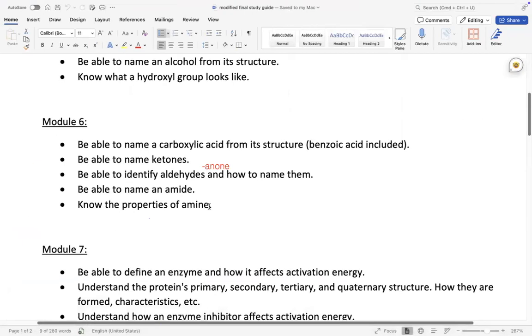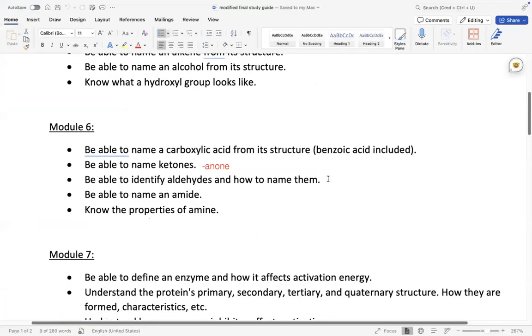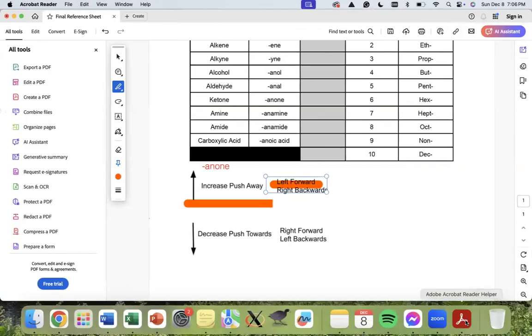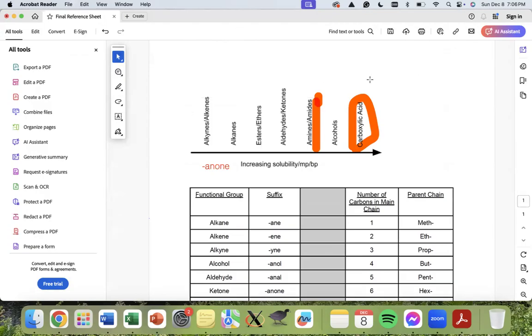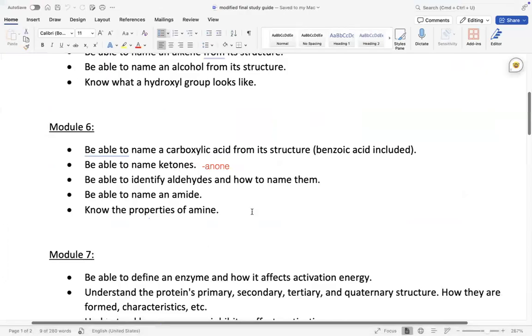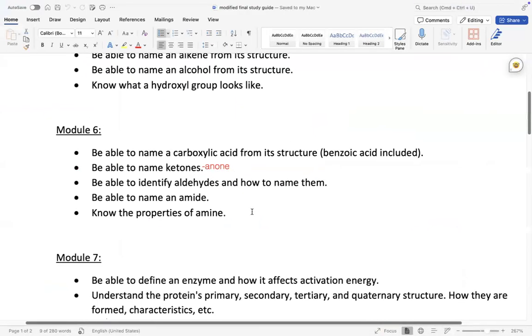All right. Identify aldehydes and know how to name them. We did that. Name amides. We did that. Know the properties of amine. Basically, you just need to know how to use this chart that I'm giving you up here. You need to know this chart, understand that an amine has the third highest solubility, melting point, boiling point. Just know how to compare them. Any questions about Module 6?